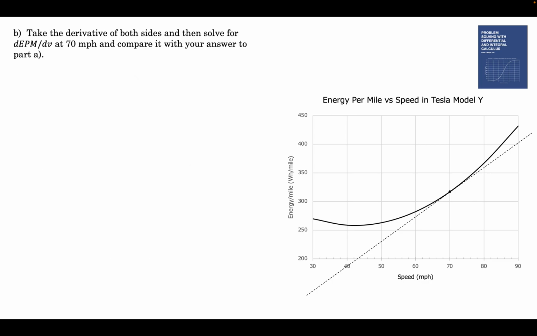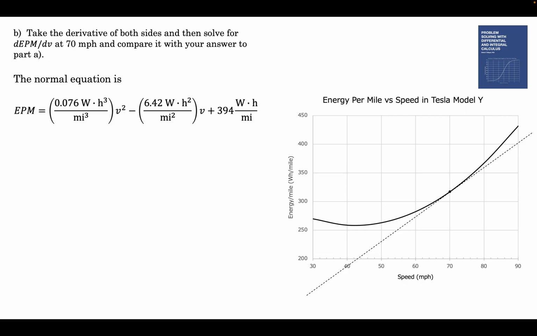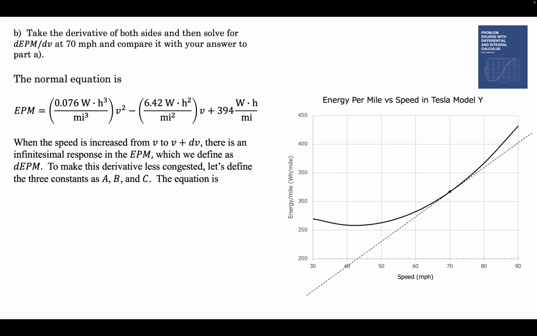Part B, take the derivative of both sides and then solve for d EPM per dV at 70 miles an hour. We have the normal equation. So the speed increases from V to V plus dV. There's an infinitesimal response in the EPM, which we define as d EPM. And this is pretty ugly. We've got a bunch of constants in there. Let's just call them A, B, and C. So now the equation looks like that. Here's A, here's B, and here's C.